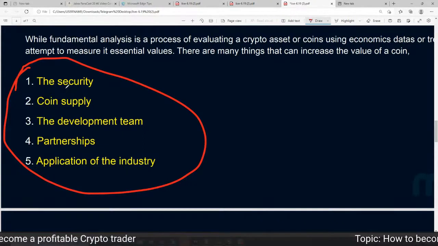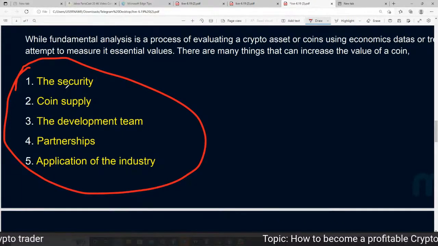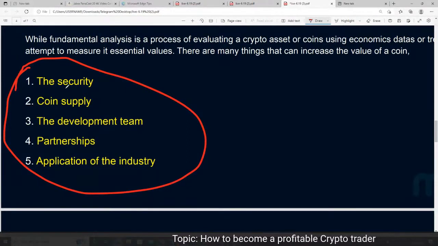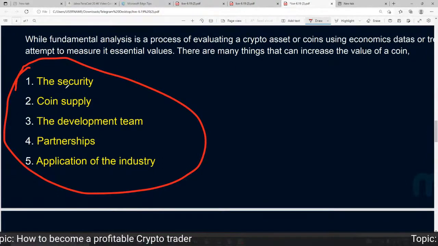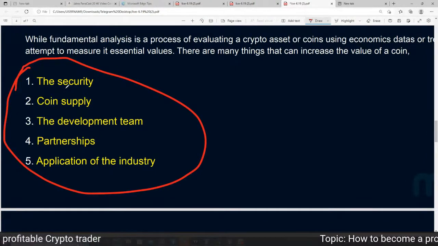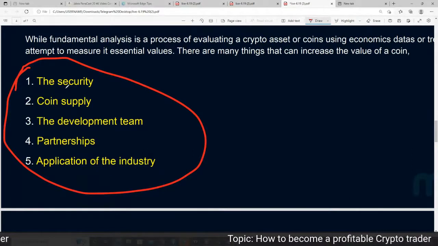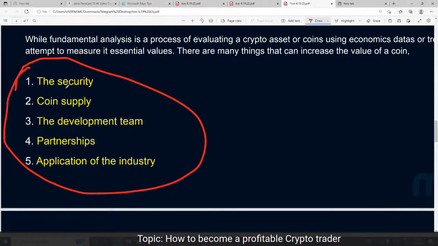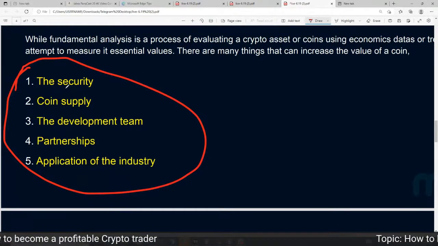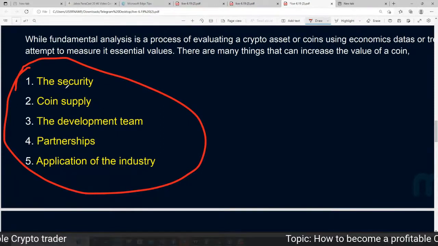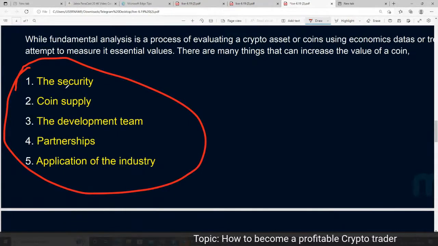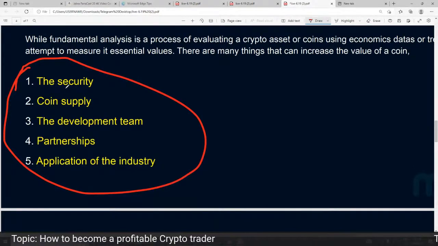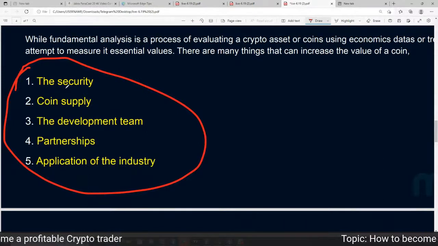So the type of partnership a coin has will determine the value of that coin, will determine the future value of that coin. You understand? So check around when investing in a coin. Use their news, their platform, their community, and notice when they have a good partnership. When there is news about a new partnership, the price of that coin will increase.